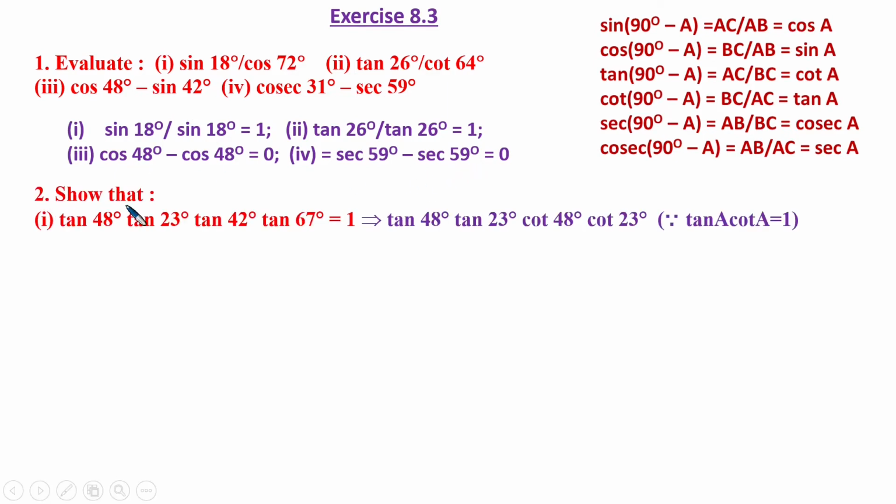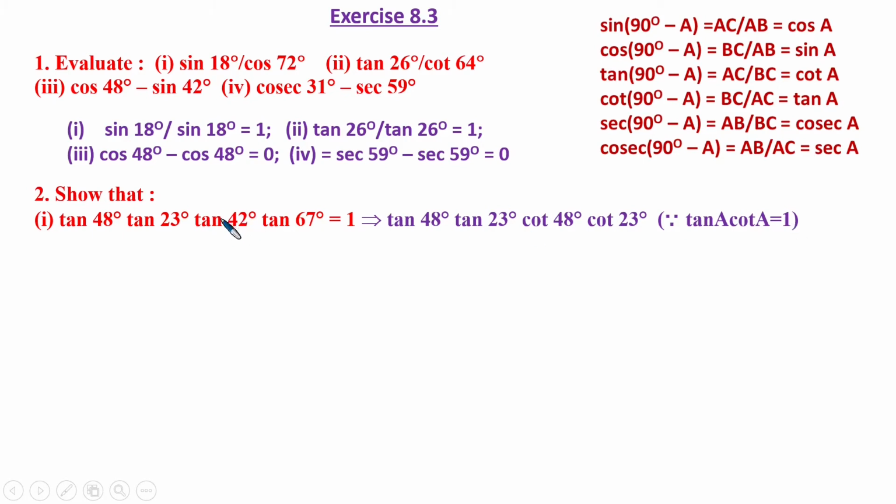Now problem 2: show that tan of 48 into tan of 28 degrees, tan of 42 degrees into tan of 67 degrees, all multiplied, is equal to 1. So again I use these identities. I keep this as it is. You should see here it is 42, and here is 48. And I know that tan A into cot A, because this is sine A by cos A times cos A by sine A, both of them will cancel and become 1.